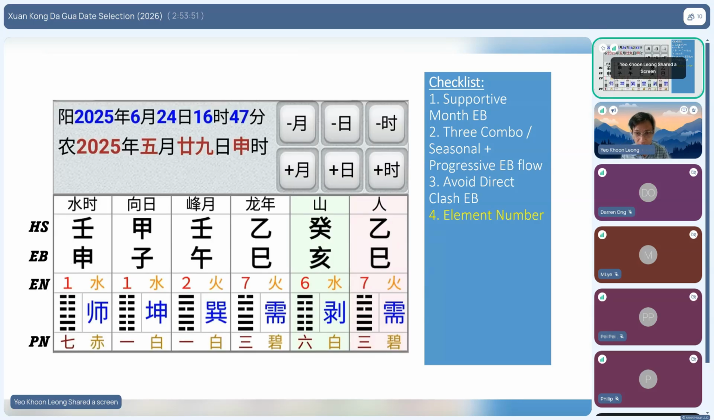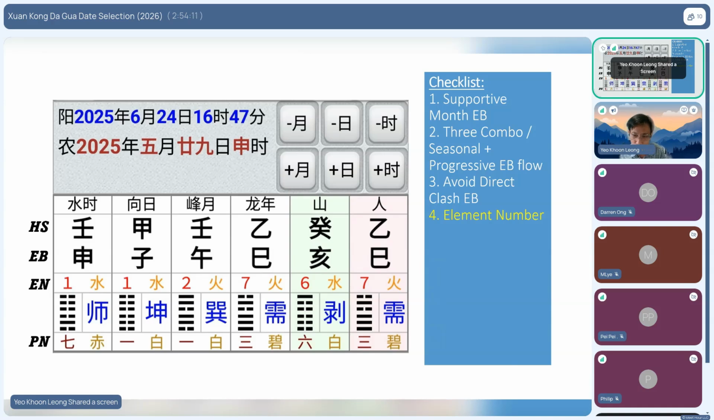If you're using the app, it's very easy. You can see the element number right above the hexagram and the period number right below the hexagram. But please remember, even though they sit on the pillars, element number, period number, heavenly stem and earthly branches are all separate components. So don't mix them up into one lump.